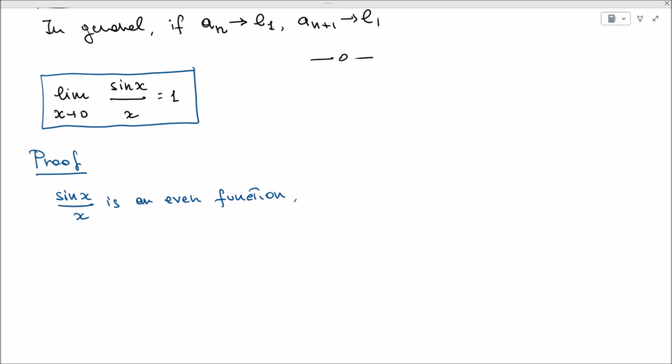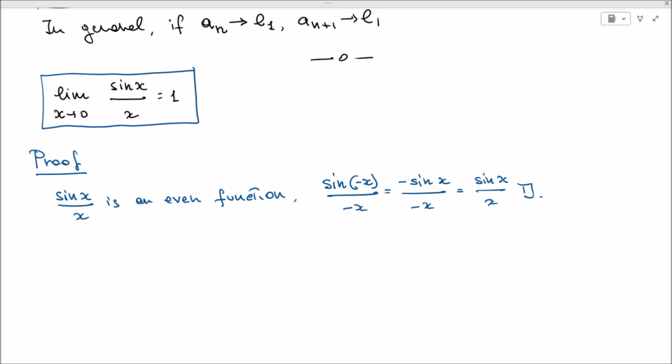What does it mean to be even? It means that sine of minus x divided by minus x, because of the property of the sine, we know that this is nothing else than minus sine of x divided by minus x, but this is exactly equal to sine of x divided by x, which proves indeed that sine of x divided by x is an even function.